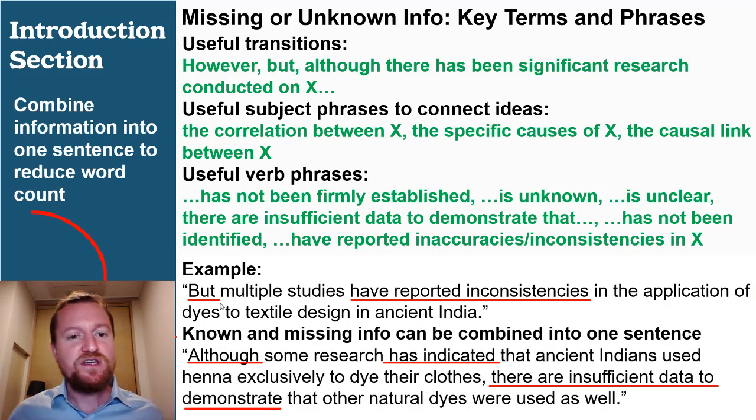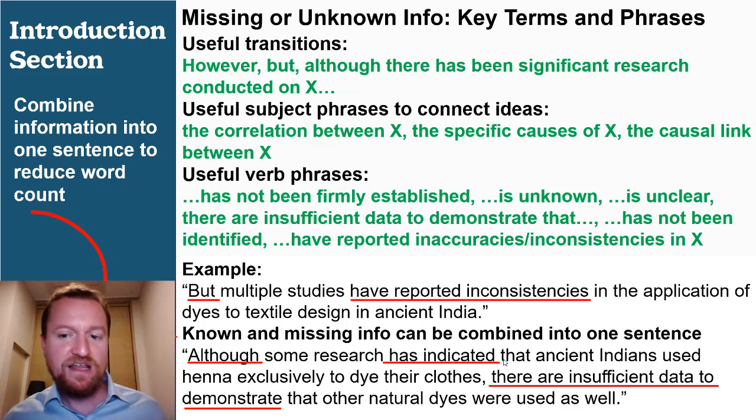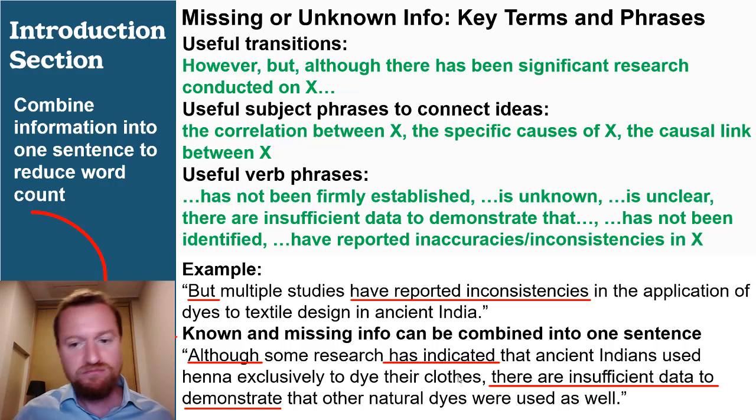One specific transition word that can combine known and missing information into one sentence is "although." And I like "although" because it can create longer sentences because "although" is a subordinating conjunction. You have a comma in the middle, and you can vary the sentence structure a little bit and actually decrease word count. So let's look at it. Although some research has indicated that ancient Indians used henna exclusively, there are insufficient data to demonstrate that other natural dyes were used as well.